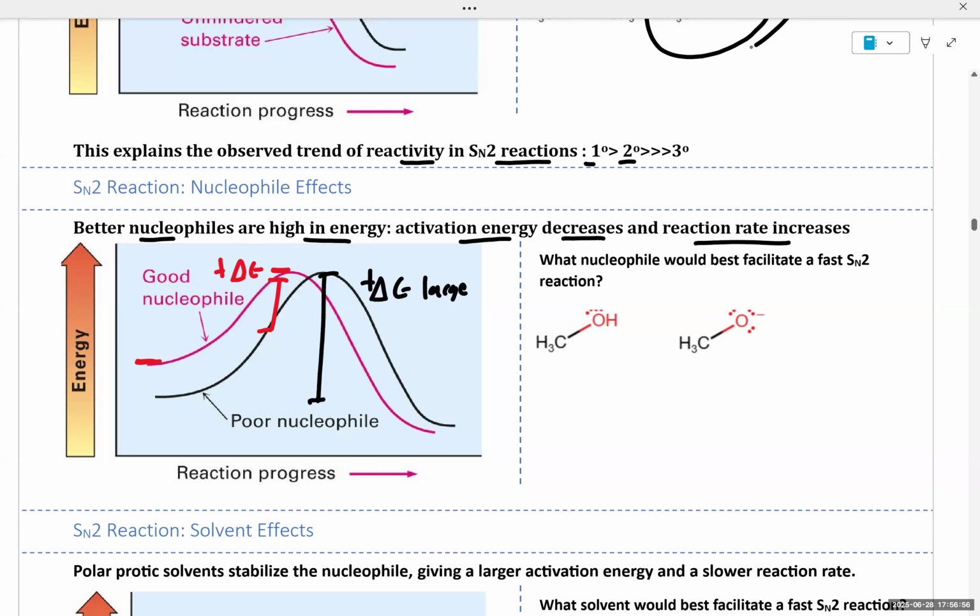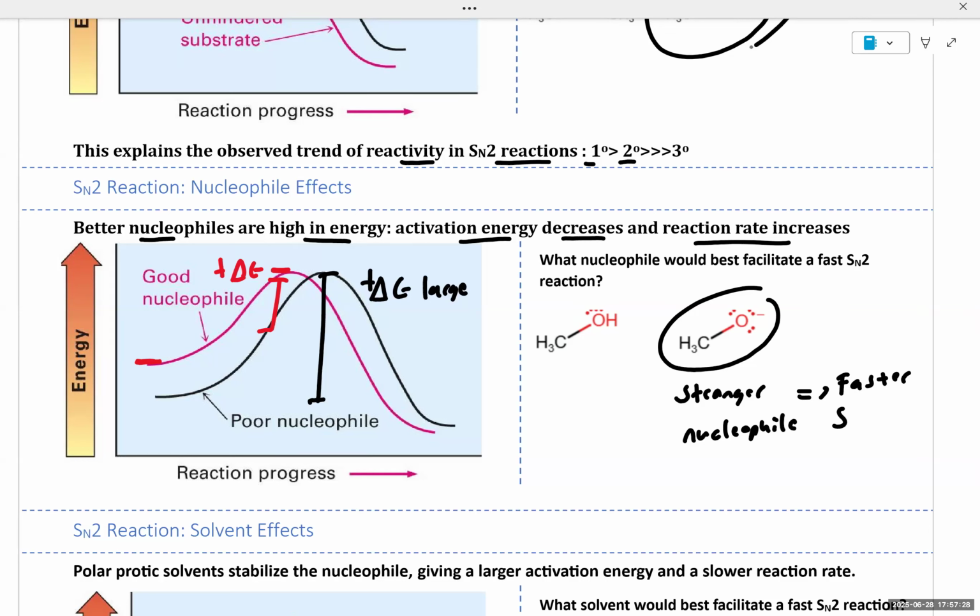So for a quick, fast SN2 reaction, you want a high energy nucleophile, a strong nucleophile, because that gives the lowest activation energy and the fastest rate of reaction. So if we have a choice between an alcohol and an alkoxide anion, I'm going to pick the alkoxide anion because it is the stronger nucleophile and thus would yield a faster SN2 reaction. Stronger nucleophiles have the faster rate of SN2 reaction.